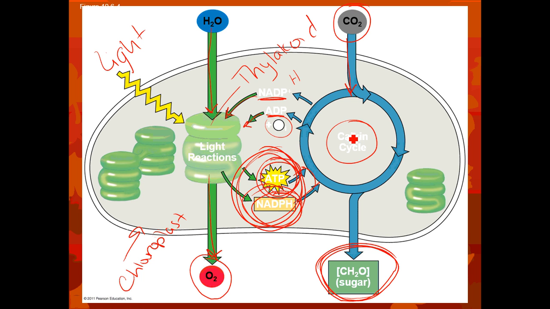And so these 2 things cycle through these 2 reactions. The things that are constantly needed are water from the outside environment and carbon dioxide from the outside environment, and the things that are produced are going to be oxygen and sugar. These are the reactants in that equation, and these are the products.